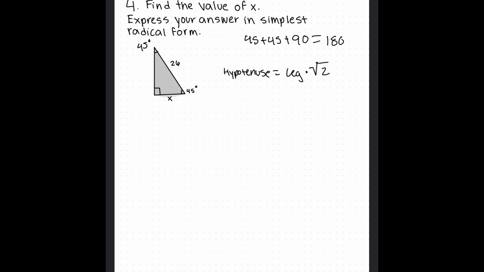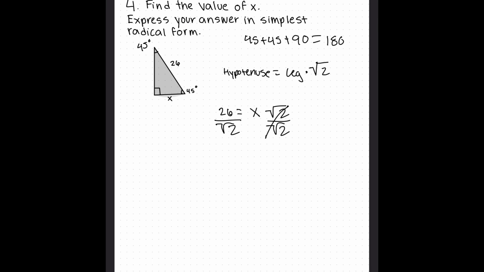And so all we have to do is plug in our numbers. We know our hypotenuse, which is 26, is equal to x times square root of 2. And so we can get x by itself by dividing both sides by the square root of 2. So we divide by square root of 2, square root of 2, so we cancel this out. 26 divided by square root of 2.